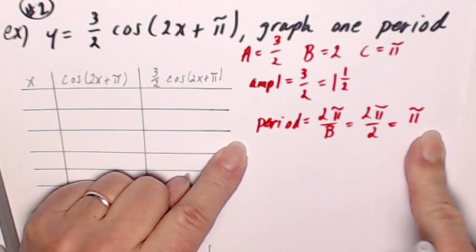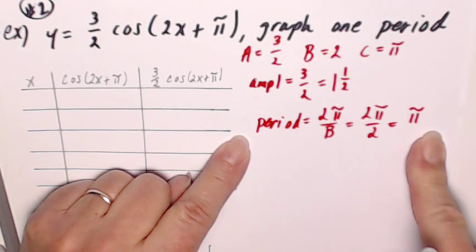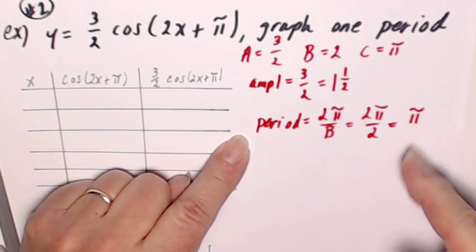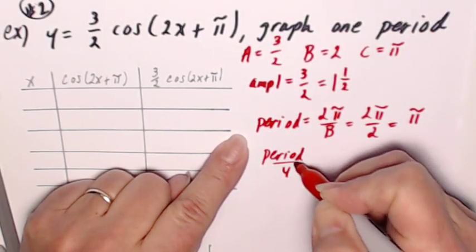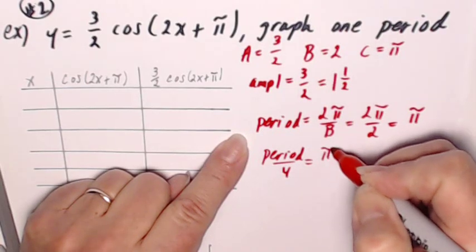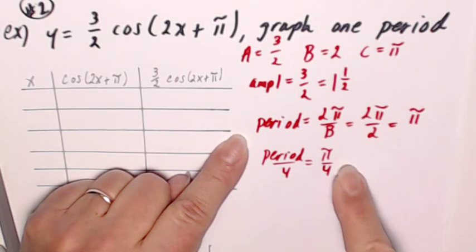And remember, in order to generate our 5 key values on our cosine curve, we're going to take this period and we're going to divide it by 4. So we have pi divided by 4. That's the increment we're going to add to generate our 5 key angles that we're going to consider.